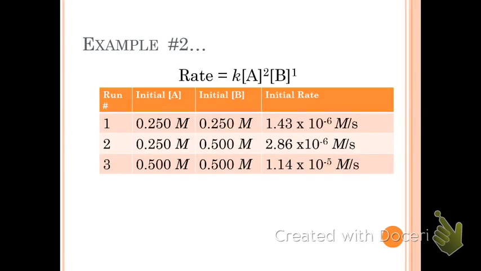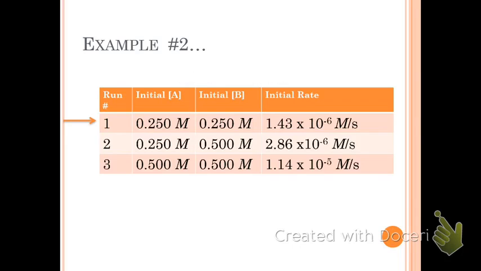Here's example number 2. Now remember, we've already calculated the rate law for example 1 and example 2. So we're just using the rate law expression to calculate what our constant is. For example number 2, we are going to use experiment number 1. Now, I want you to do the same thing we did before. I want you to do the substitution, set up the K, and solve for K. Pause the video, and when you're ready to check your answer, press play.